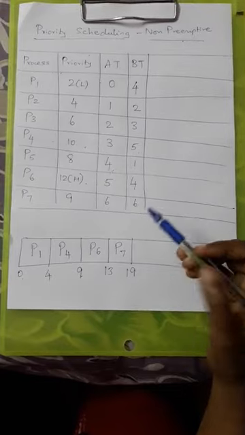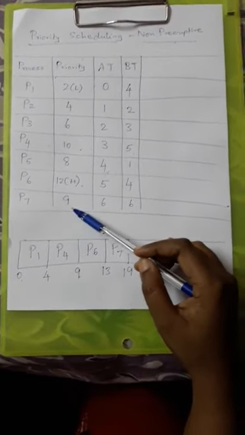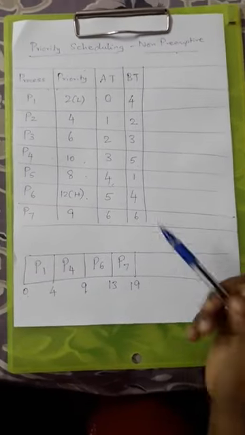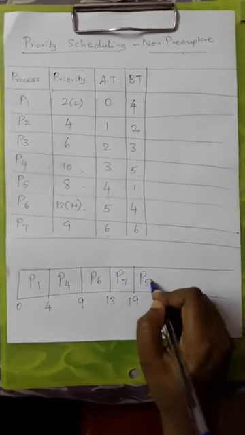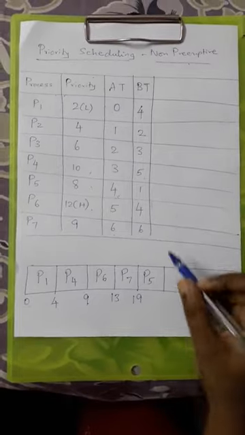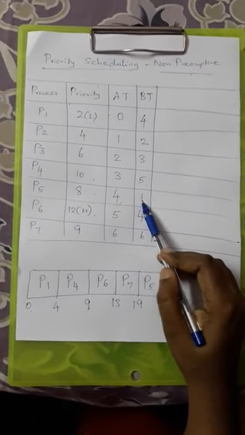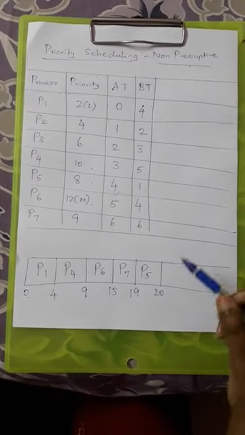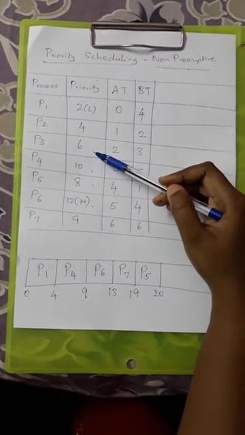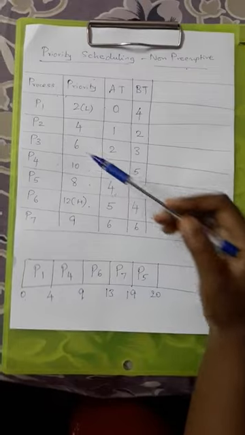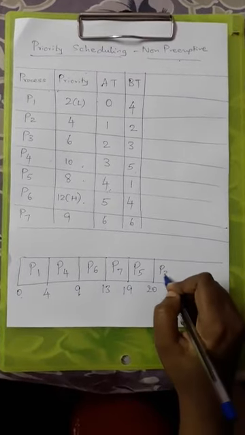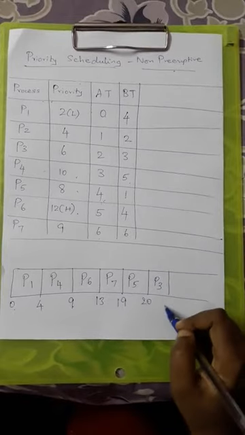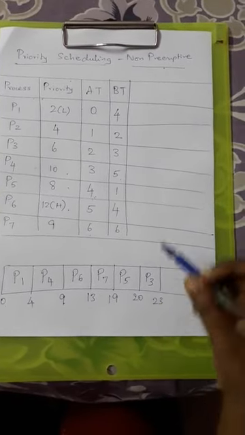Next, after P7, P5 has the next priority, that is 8. So, P5 will be executed. The burst time of P5 is 1. So, up to 20 milliseconds P5 will be executed. Next, priority 6 belongs to the P3 process. So, next the P3 process will be executed with burst time 3. So, 20 plus 3, 23. Up to 23, P3 will be executed.